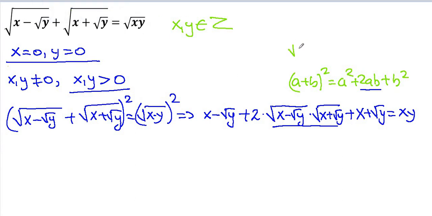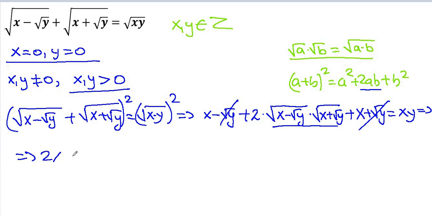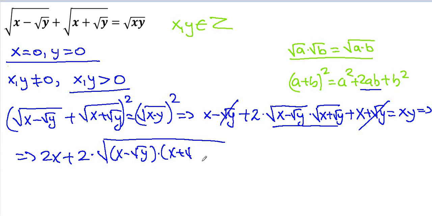So we know that square root of a times square root of b, and we see that the exponents of each root are the same, so therefore I can write this ab in one root, so square root of a times b. So using this formula, now I can get from the left-hand side, so this one is equivalent to, so here by the way we see that square root of y minus square root of y will disappear here, and x plus x is 2x, and plus 2 times, so here let me write in one root, square root of x minus square root of y times x plus square root of y, which is equal to xy.